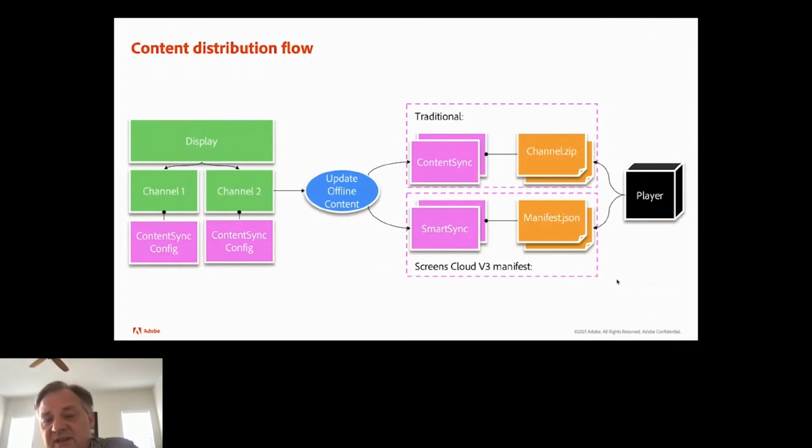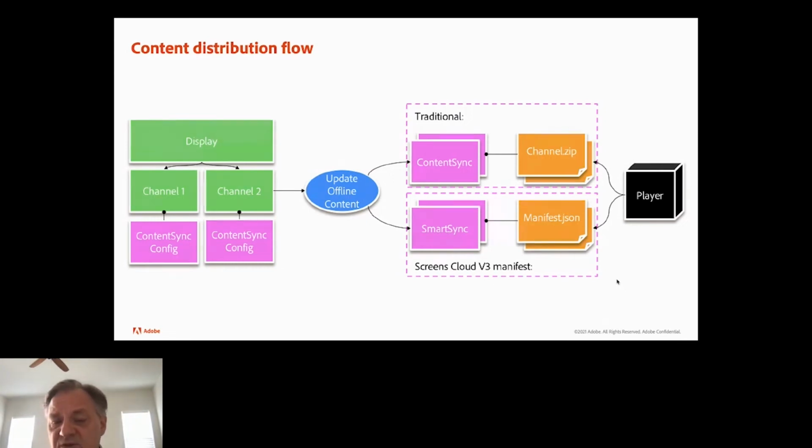So graphically, what that looks like is that all of the screen's objects, the display object, the channel object, are utilizing an offline content configuration. Traditionally, when we first introduced the product many, many years ago, we were utilizing content sync exclusively throughout. And we found that that had some issues. And one of those is the fact that we would continue to download assets that the player already had, thereby using up a lot of unnecessary bandwidth.